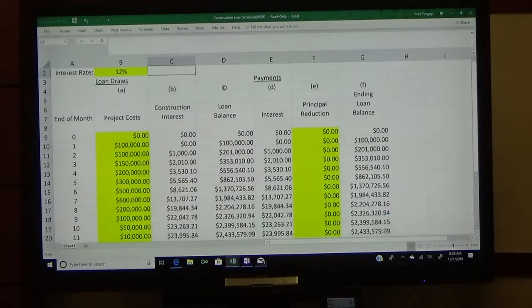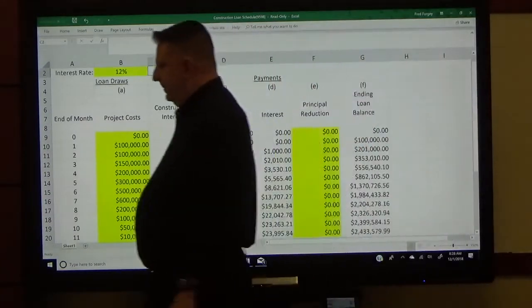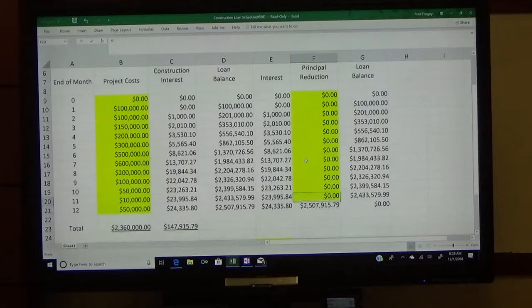Under principal reduction, you input those manually, like for months 0 to 11. But why is month 12 equal to the loan balance at month 12? Well, because at that point you're not going to be making any more principal reductions. That's going to be your final payment. Interest only.